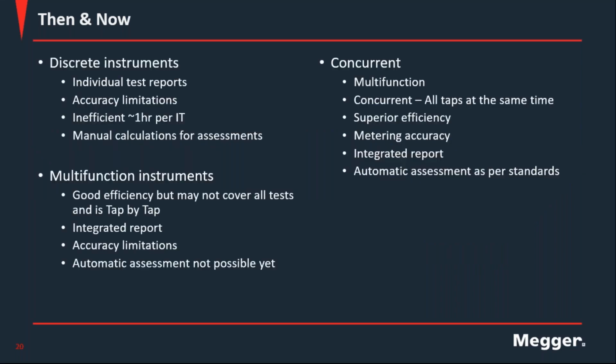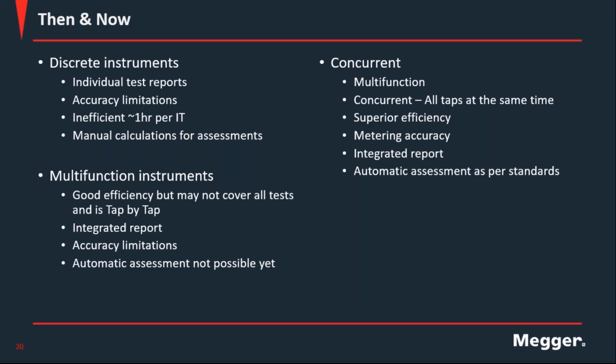So more details about the discrete, multifunction, and concurrent. Of course, I already mentioned for discrete instruments, you get individual test reports. Sometimes these instruments will not have the accuracy to be able to test a 0.15 accuracy class instrument transformer. So you need very accurate instruments if you're testing this type of metering CTs or VTs.